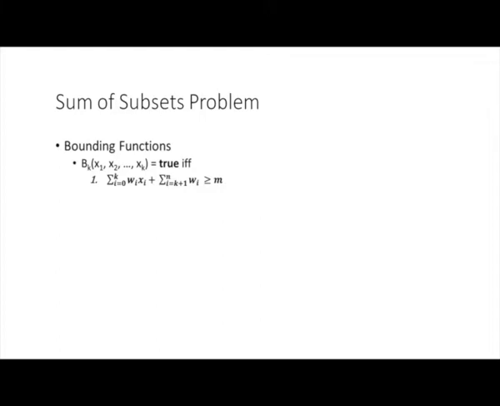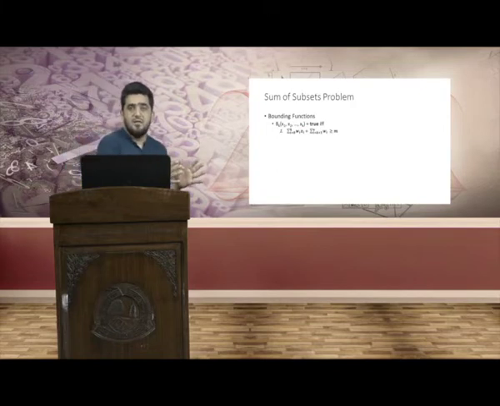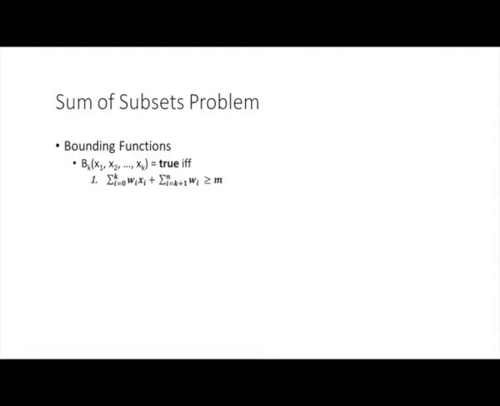Now, one of the first cases that we will be considering for our bounding functions is that B_k, for example, stage at level k, where we have considered, for example, weight 1, weight 2, weight 3, and so on up to weight k. The bounding function is equal to true. It means we will continue using this partial path to reach the solution path. The first case would be if the summation of the weights so far that we considered, considering x_i to be either 0 or 1, as I discussed earlier.